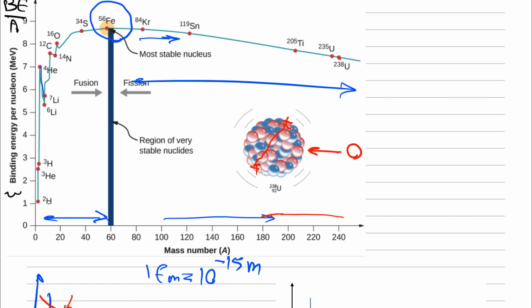This guy becomes split into two lighter elements but more stable, because as soon as we are moving in this direction, elements or nuclei become more stable. This process is called fission, in which a heavy nucleus is excited by a neutron and the byproduct will be two lighter and more stable nuclei.